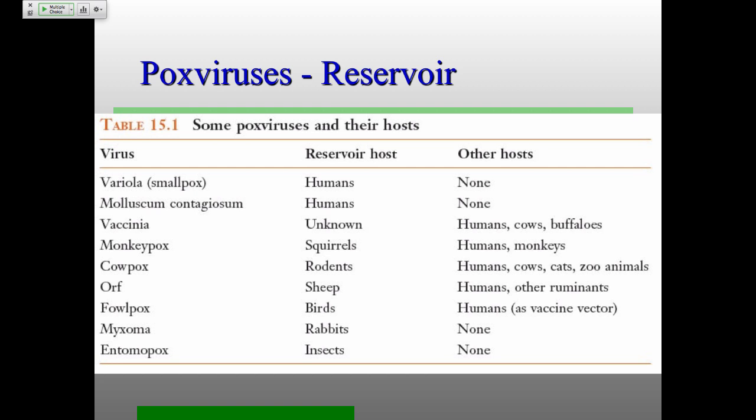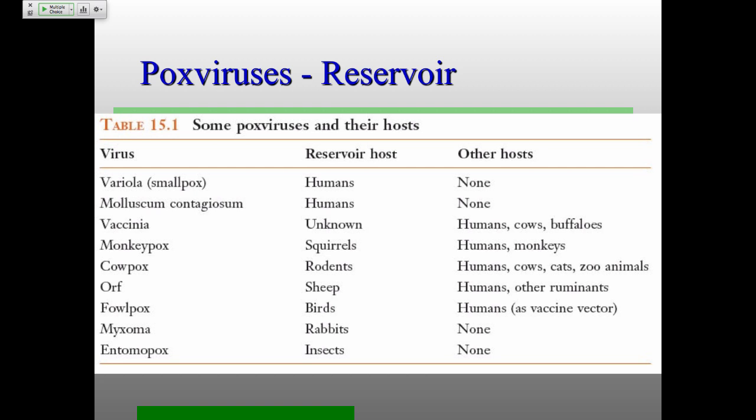Okay, there are a number of other pox viruses. But one of the other famous ones is the myxoma virus, which was introduced into Australia to try and get rid of the rabbits. Of course, like the Europeans and smallpox, the rabbits are now resistant to myxoma. So now you've got a bunch of resistant rabbits running around Australia.